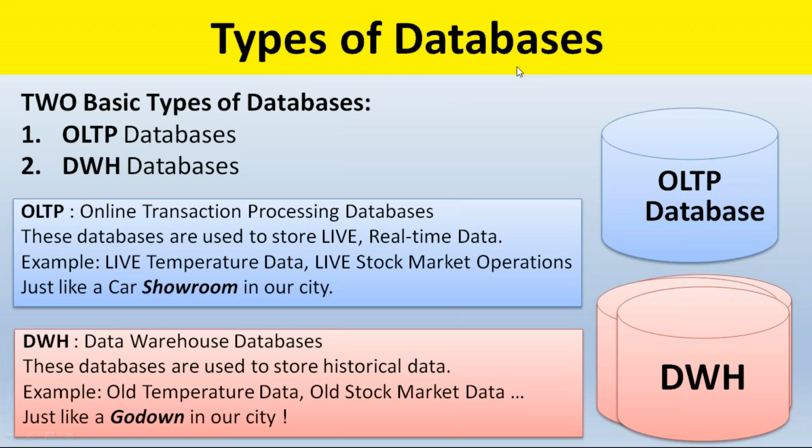And the other one, data warehouse: old historical data, old temperature data, old stock market operations, old election data. So from there we are going to have analytics, reporting, speculations, projections, predictions, predictive analysis, machine learning, AI. So all those operations will actually be from the data warehouse. Very simple, friends.